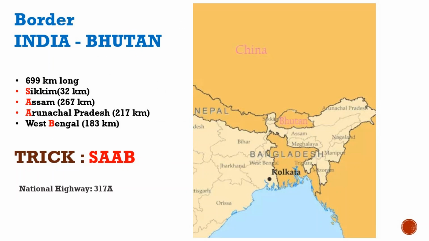Here is the map of the India-Bhutan border. India shares a 699 km long border with Bhutan. As you can see on the map, the states are Sikkim, Assam, Arunachal Pradesh and West Bengal. The trick to remember these states is SAB: S for Sikkim, A for Assam, A for Arunachal Pradesh and B for Bengal. And this highway, National Highway 317A, is a very important highway. It is a road providing connectivity to Bhutan. NH 317A connects Hasimara and Jaigaon at the Bhutan border in the state of West Bengal.